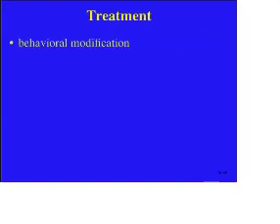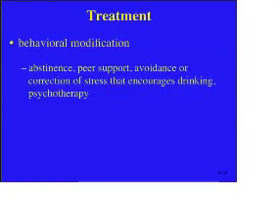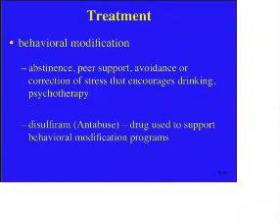Okay, how do we treat this? Well, there's behavioral modification. Examples would be abstinence, peer support, avoidance or correction of stress, which can encourage drinking, as well as psychotherapy. And there are also compounds that can suppress the desire to take in alcohol. One example would be Antabuse, which results in severe nausea if the individual takes in alcohol while on this particular drug. However, in order for it to be effective, you have to have patient compliance, which is sometimes a challenge. So this is not a cure-all by any means, but it is one approach to treating addiction.